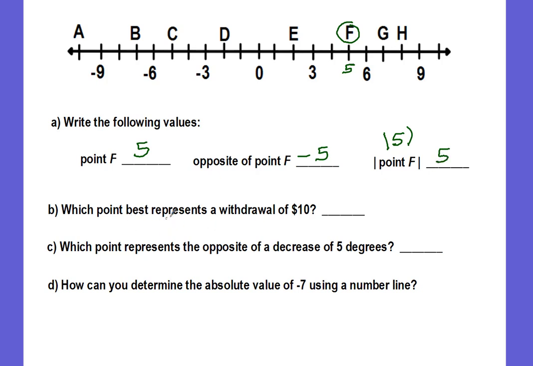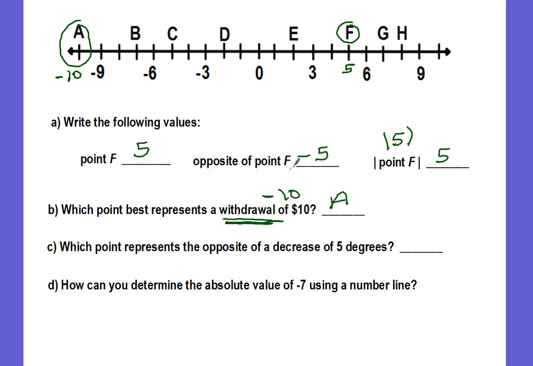Which point best represents a withdrawal of $10? What does withdrawal mean? It means to take out. So it would be a negative 10. So which point represents a negative 10? Well, here's negative 9. Are we going to go negative 10, negative 11, negative 6? No. Negative 10 would be right here at point A.